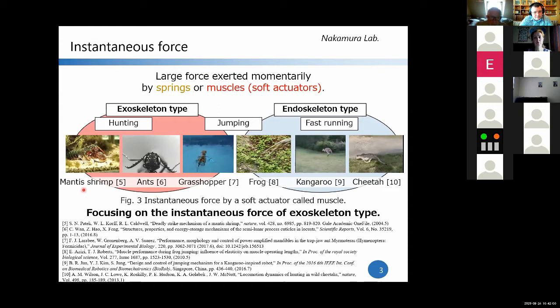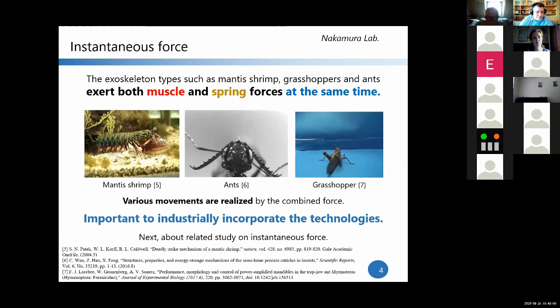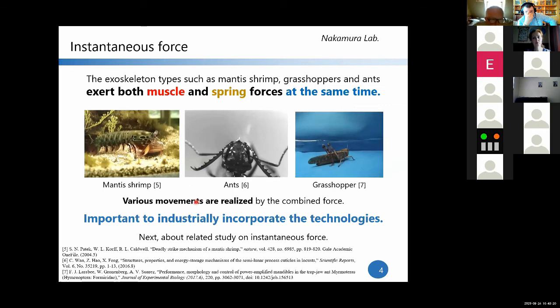The exoskeleton types exert both the muscle and exoskeleton spring forces at the same time. According to the same movement principle, various instantaneous movements are realized by the combined force. I think it is important to incorporate the technologies of these living things to generate various instantaneous movements by the combined force, including soft actuators. Next, I'll talk about related study on instantaneous force.